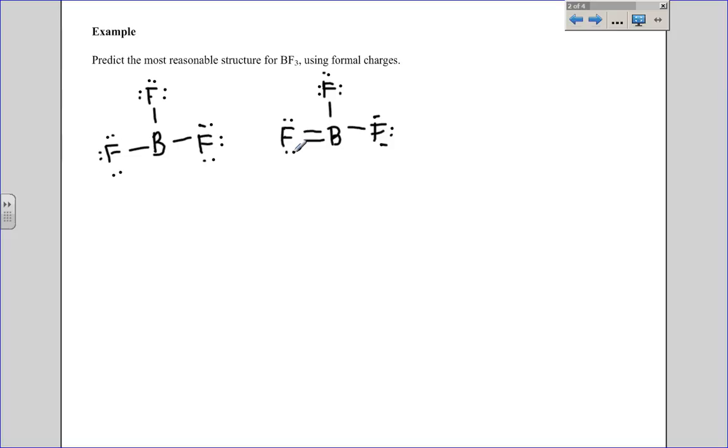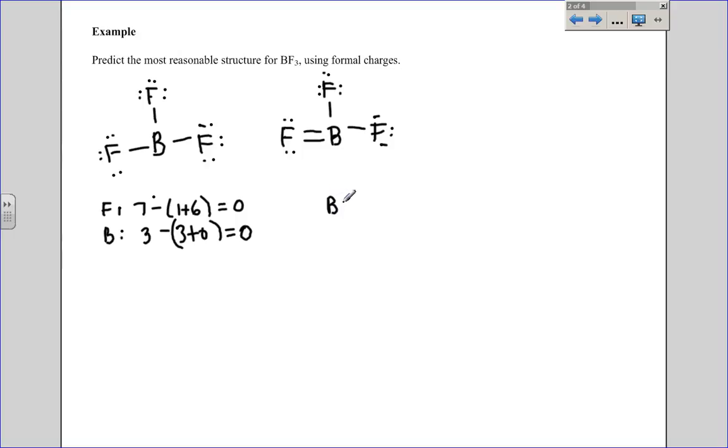Now, when we study BF3 experimentally, we realize that this is the structure that makes sense because of the bond angles, which we'll learn about later, but also because of the bond lengths. So the bond lengths in this are all the same as one another and reflective of single bonds. If we study this molecule here, we would see that the formal charges of each of the atoms is 0. So for fluorine, it starts with 7 valence electrons. We're going to subtract 1 bond and 6 lone electrons for a formal charge of 0. For boron, it starts with 3 valence electrons. We're going to subtract the 3 bonds plus no lone electrons for a formal charge of 0.